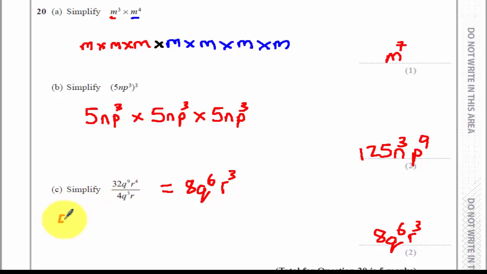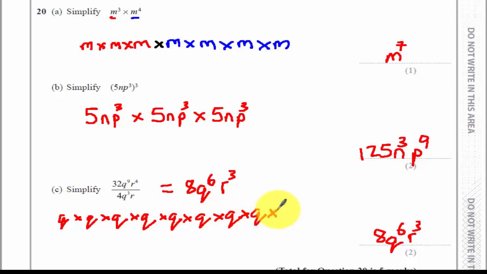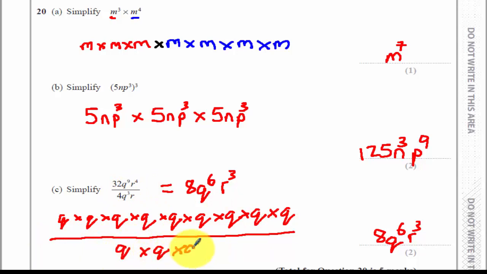q to the power of 9 means 1, 2, 3, 4, 5, 6, 7, 8, 9. You can probably see now why we write q to the power of 9 rather than having to write them out 9 times. Divided by q to the power of 3, 1, 2, 3. Now these can cancel out.